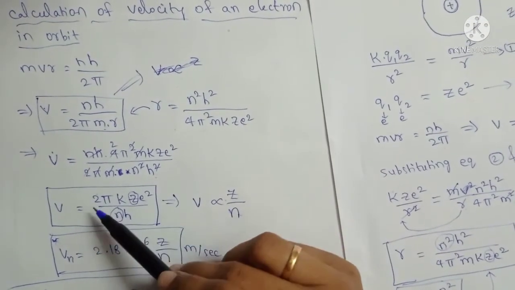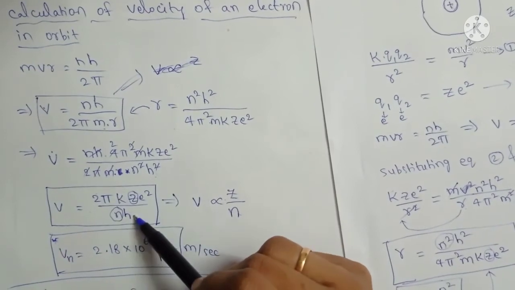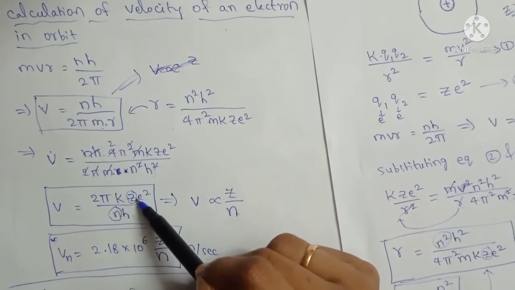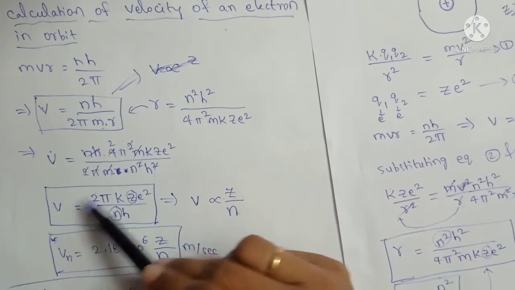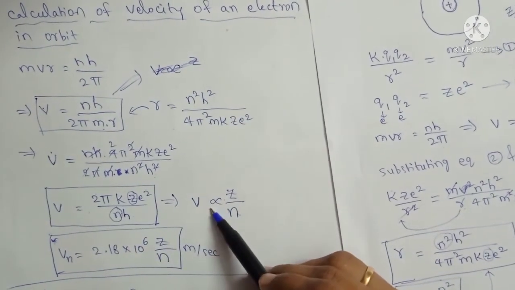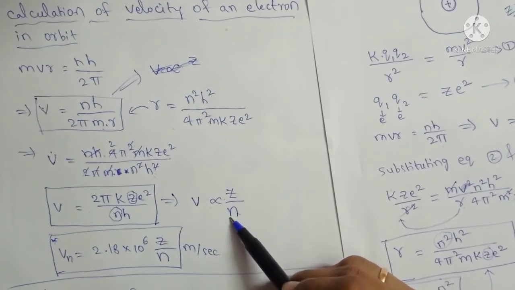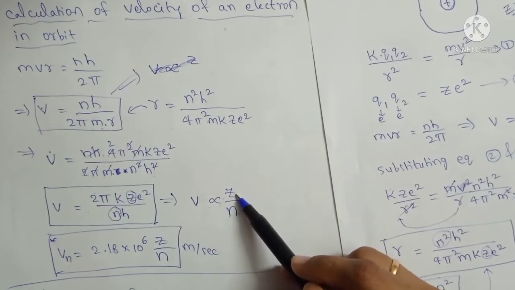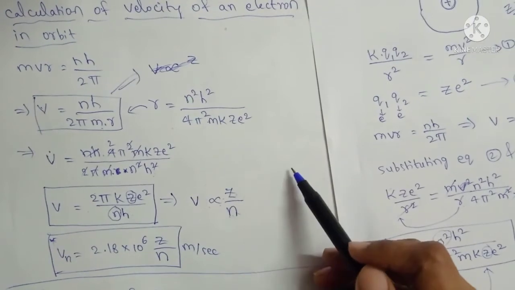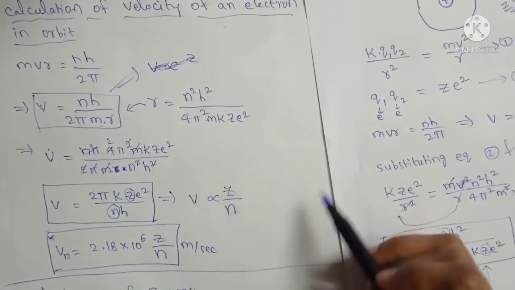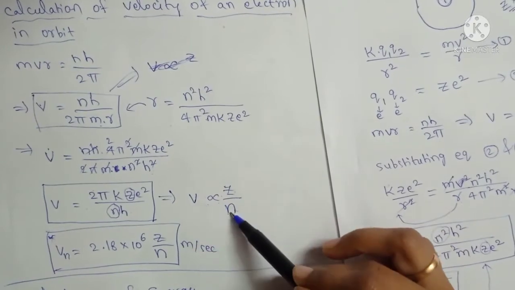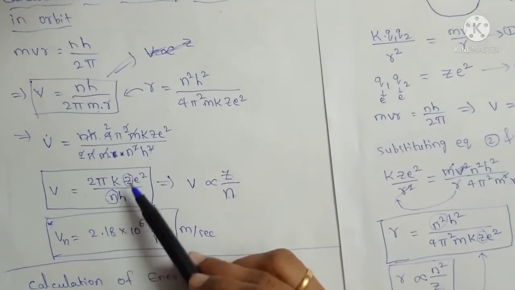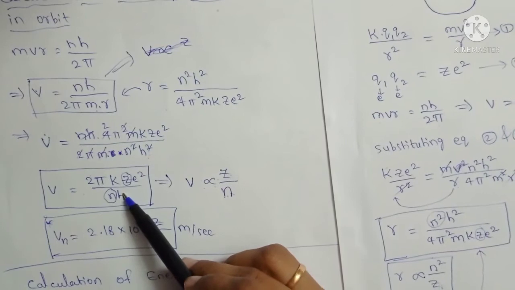So here what are the constants? Pi, k, e and h are constants, and the only changing values are the variables Z and n. What is the relation between velocity and Z and n? We can derive the relationship: velocity is inversely proportional to the n value, the number of the orbit, and directly proportional to atomic number. So as the number of orbits increases, the electron will revolve with less velocity, because they are inversely related.